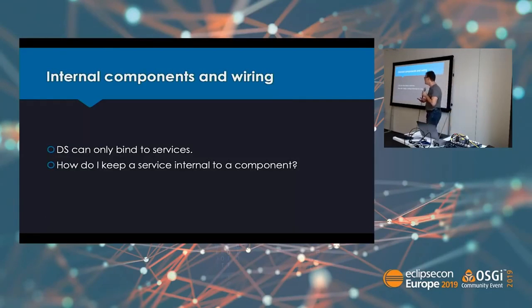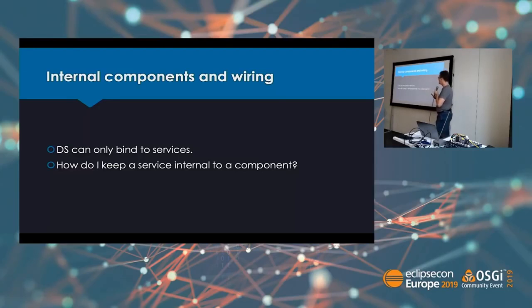So one thing about declarative service that took me quite a while to understand is, especially when you come from the Spring world, we have those beans that are internal to an application context. How do you do something that is needed inside your bundle but should not be exposed to the outside world? Because DS cannot have something like beans that are internal. It can only have dependencies to services. And so the question is, how can I express an internal dependency with a service?